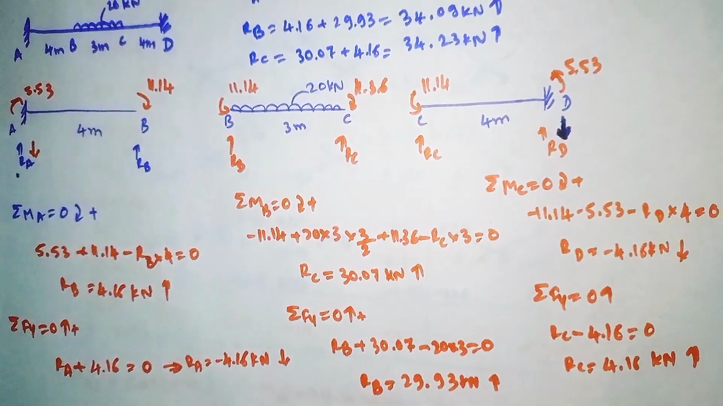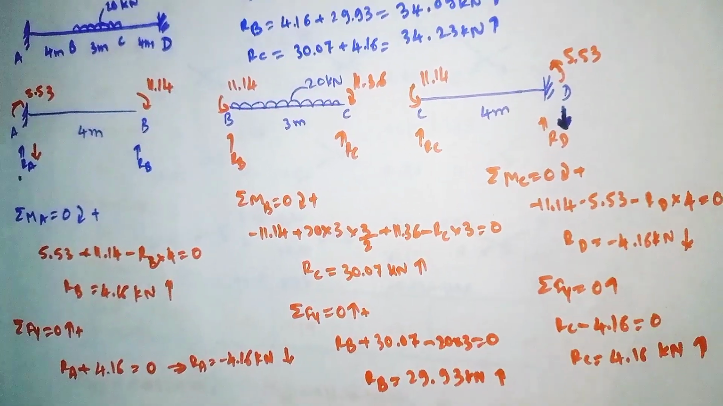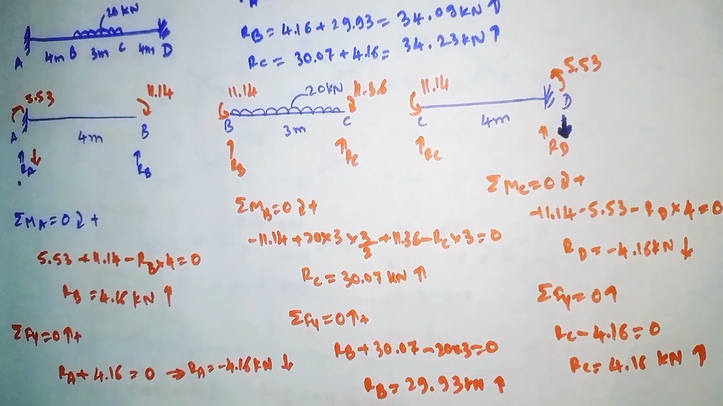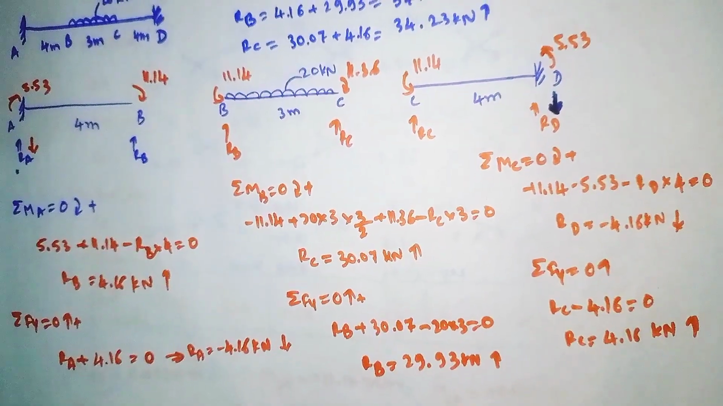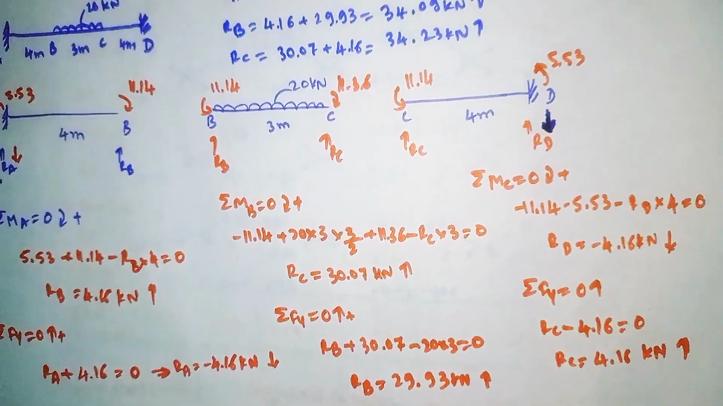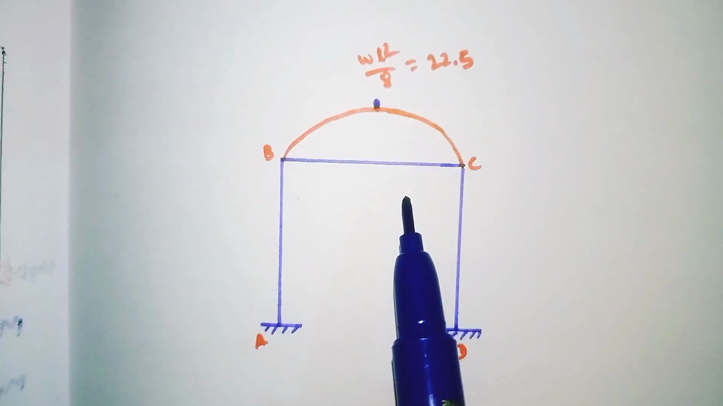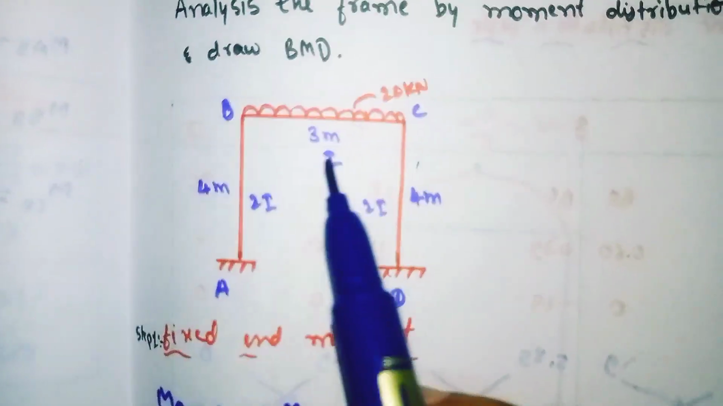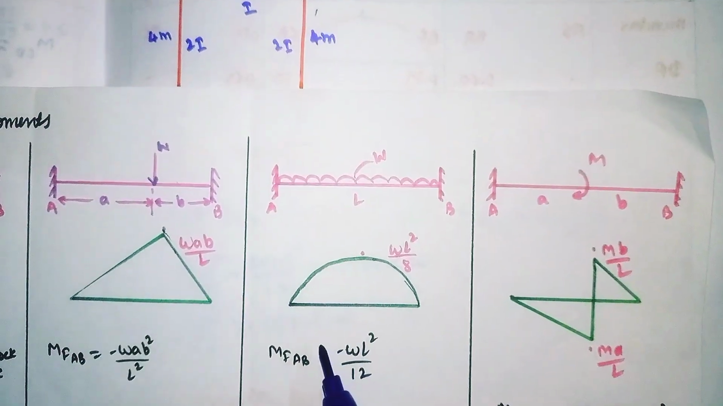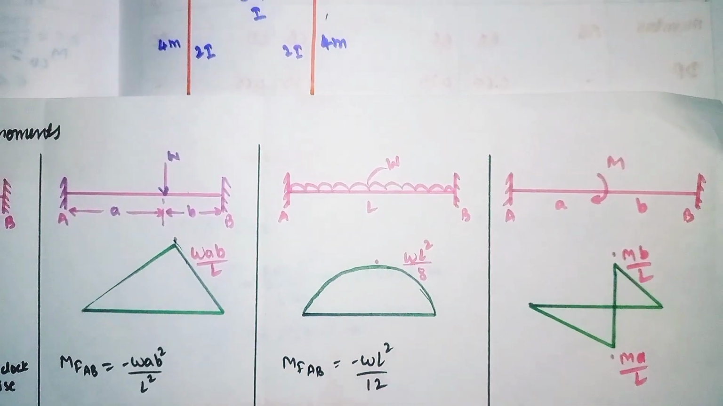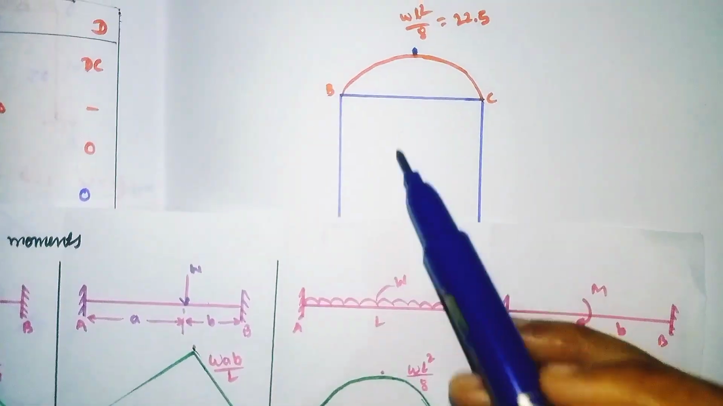And our last step is drawing the bending moment diagram with the help of the final moments which we have calculated by the moment distribution. So this is the bending moment diagram I have already drawn. This is the UDL. So for UDL we have the bending moment diagram like this. So I have drawn this to here.